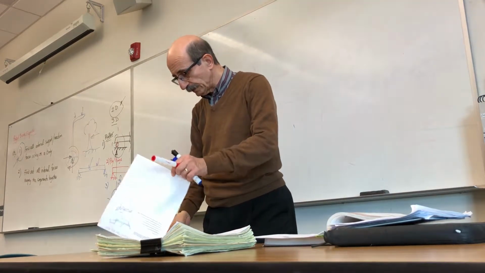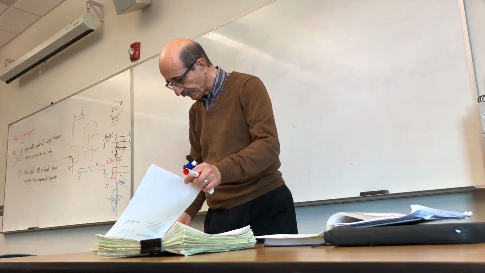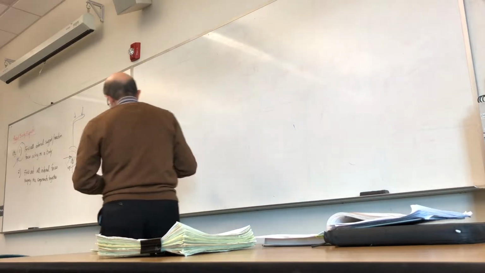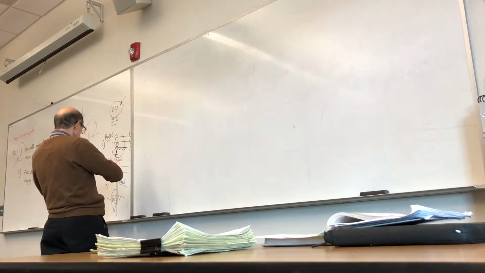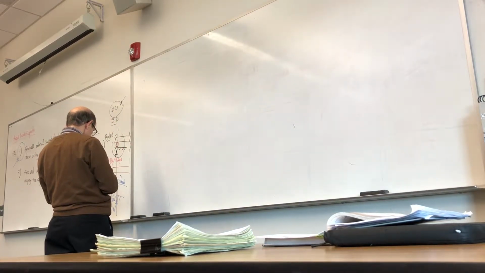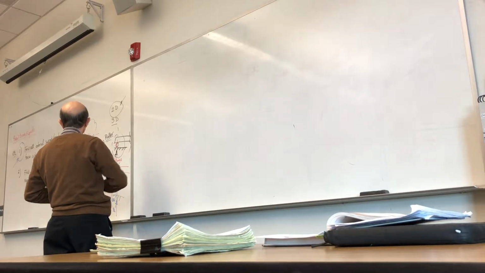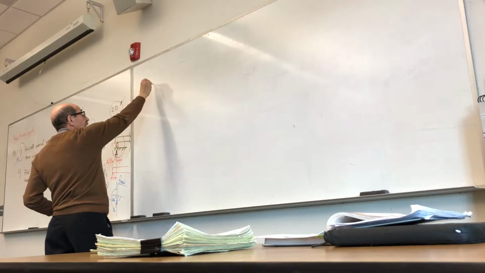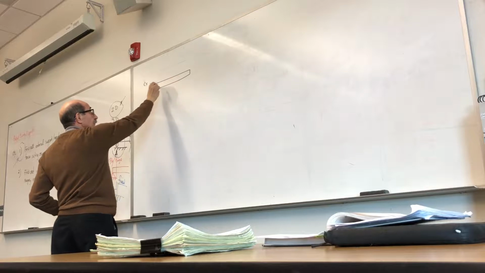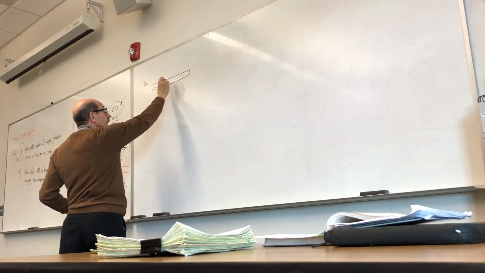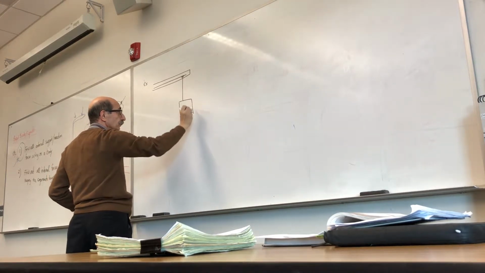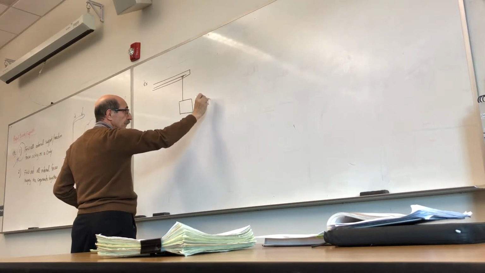So I'm going to start with an example like this, okay? Let's say you have a structure. This is the meaning of rigid body equilibrium, okay? Let's say you have a crane structure like this, that carries a load of 5,000 pounds.